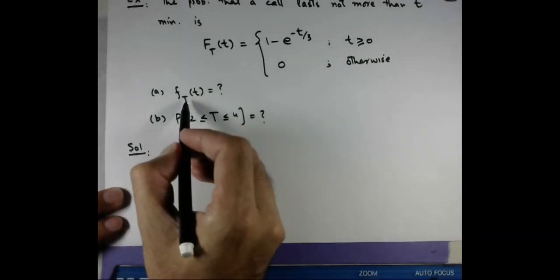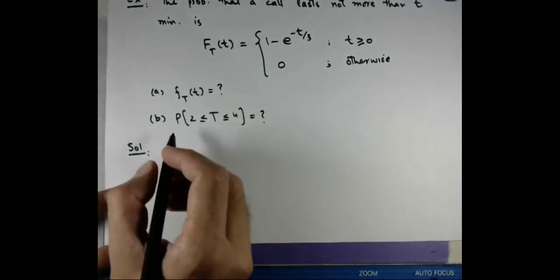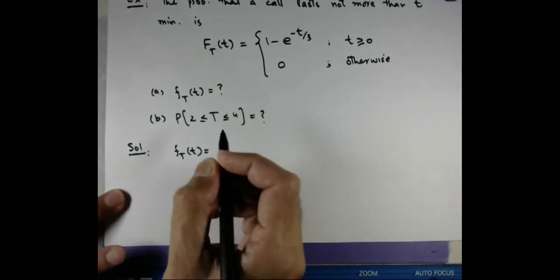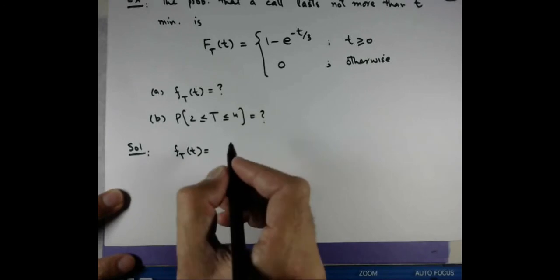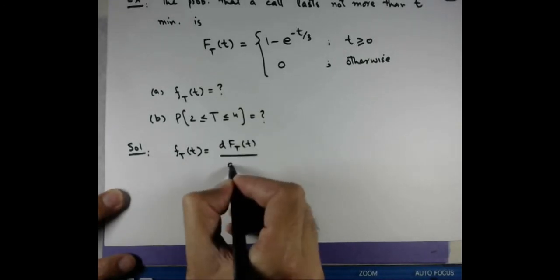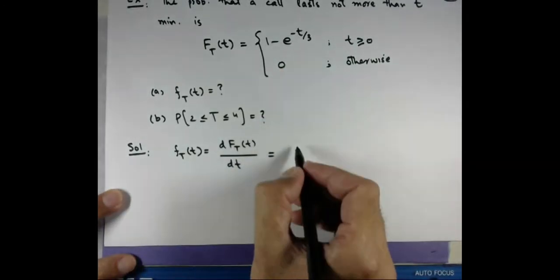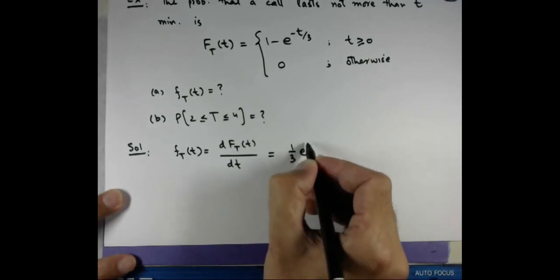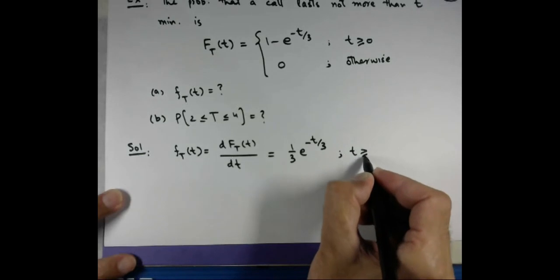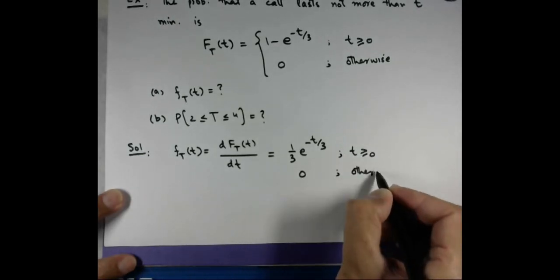Finding the PDF is simply differentiating the CDF for a continuous random variable. So f sub T of t, the PDF of the call duration, is basically dF_T over dt. If you differentiate it, it will give you 1 by 3 e raised to power minus t by 3 for t greater than or equal to 0, and 0 otherwise.